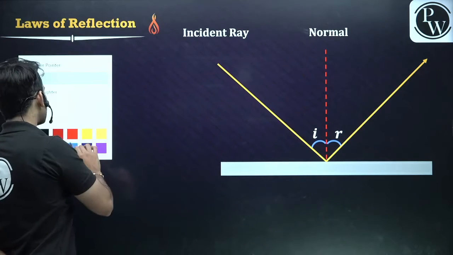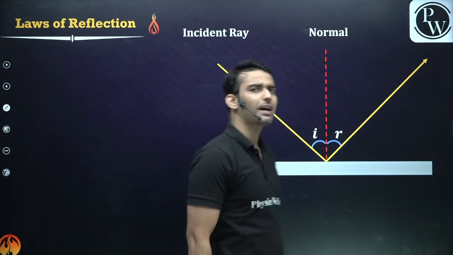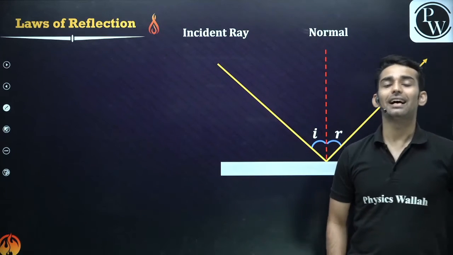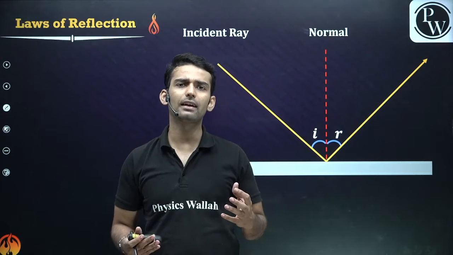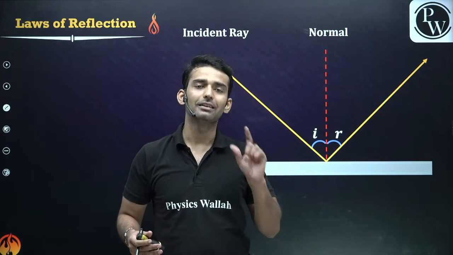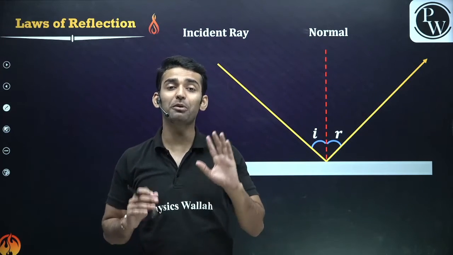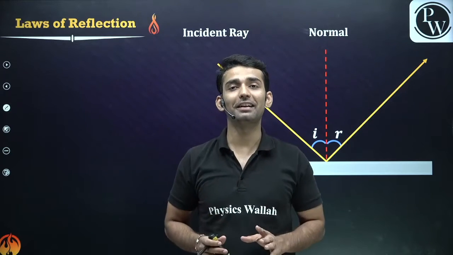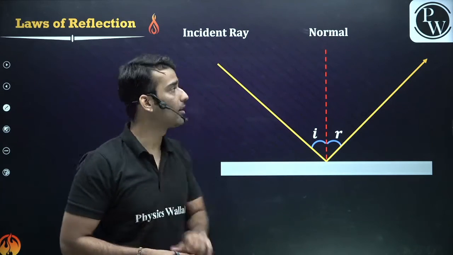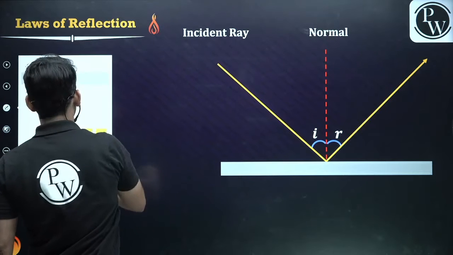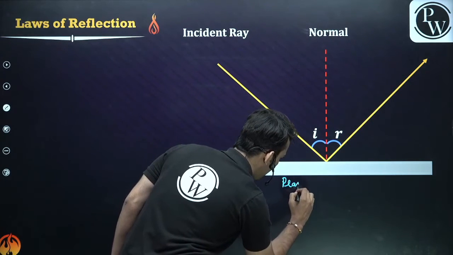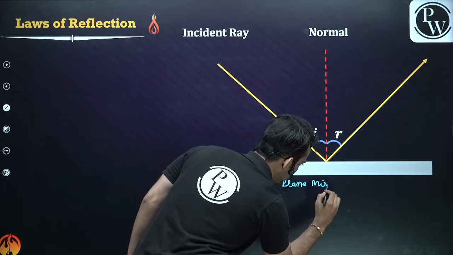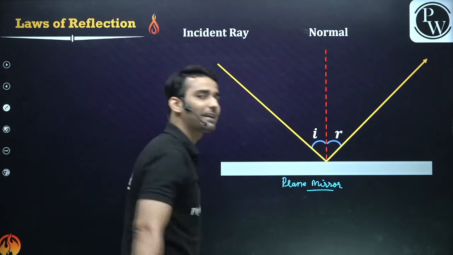Now, are there certain laws that are followed by the reflection of light? Yes guys, we have certain laws for reflection. It's not like we can reflect the light any way we want. There is some law that has to be followed while studying the reflection of light. What is the law, guys? See, suppose I have taken a plane mirror or any plane surface.